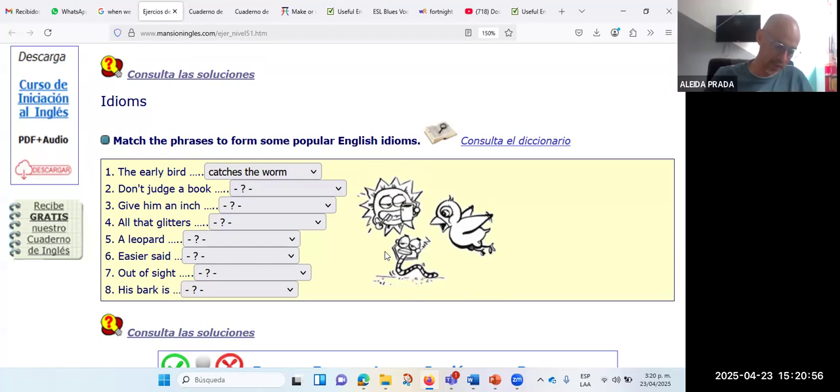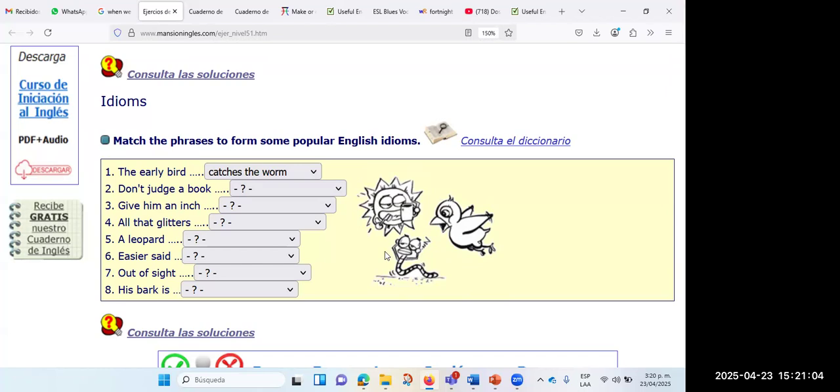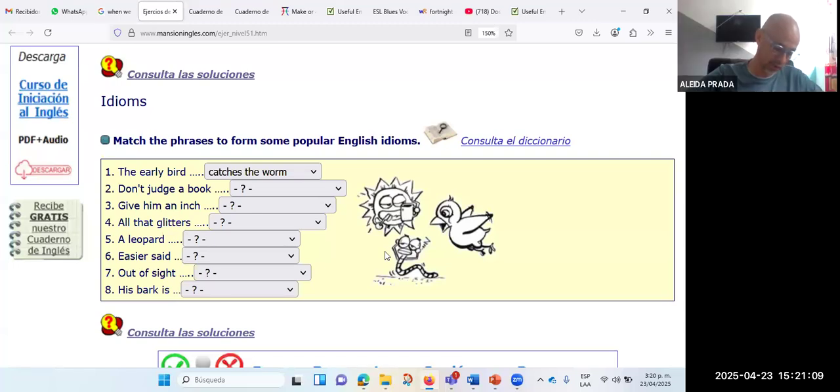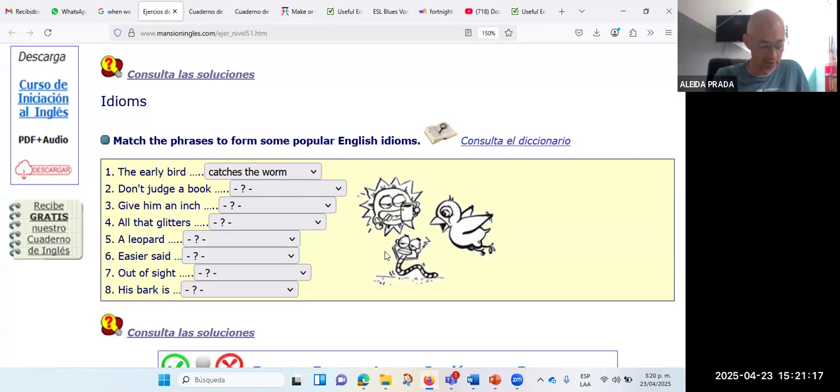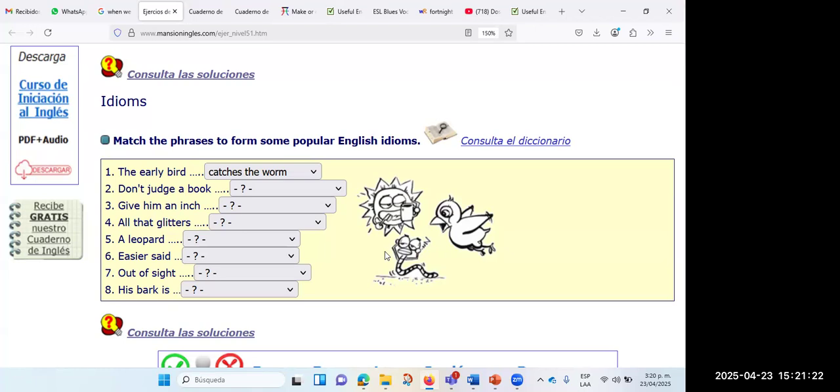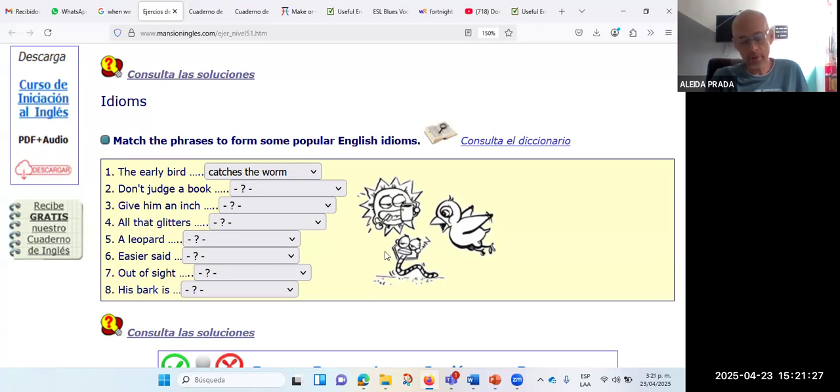Okay, and in Spanish, do you know the idiom in Spanish? What idiom is that? In Spanish, okay. La ave madrugadora atrapa la lombriz, pero en español yo lo diría: al que madruga Dios le ayuda. Yes, that's right. Okay, it's the same meaning, but with different words, no? The meaning is the same, but in Spanish we use some words, and in English they use other words. They say the early bird catches the worm.